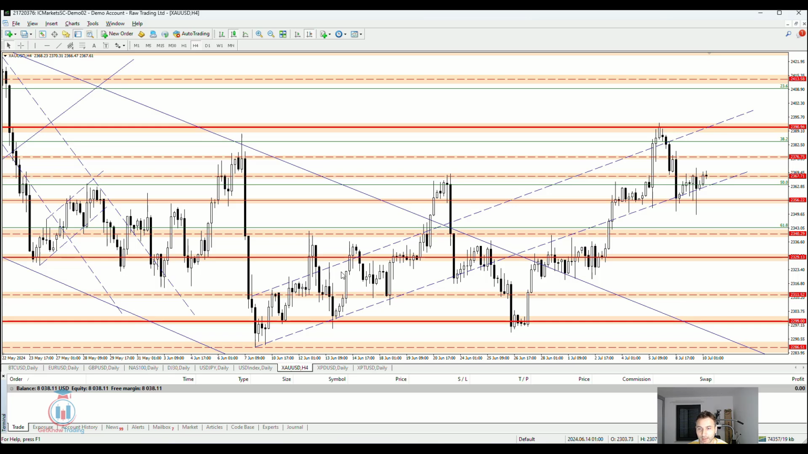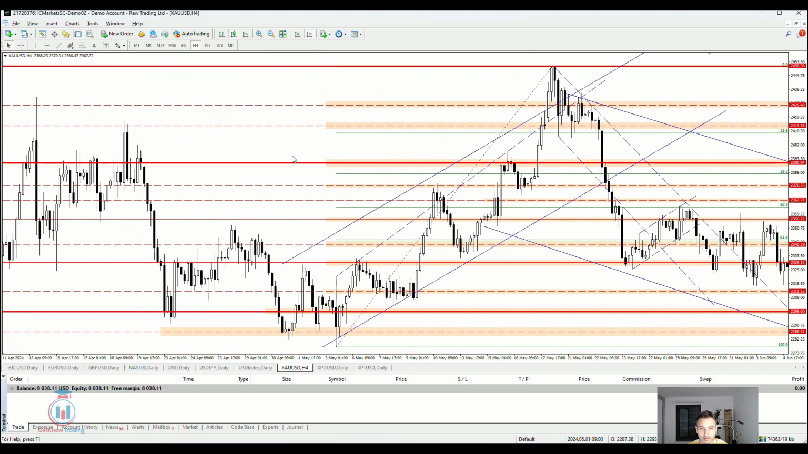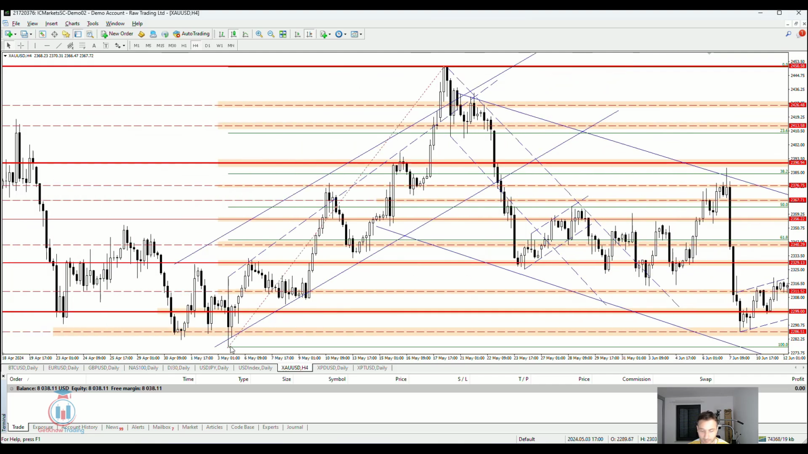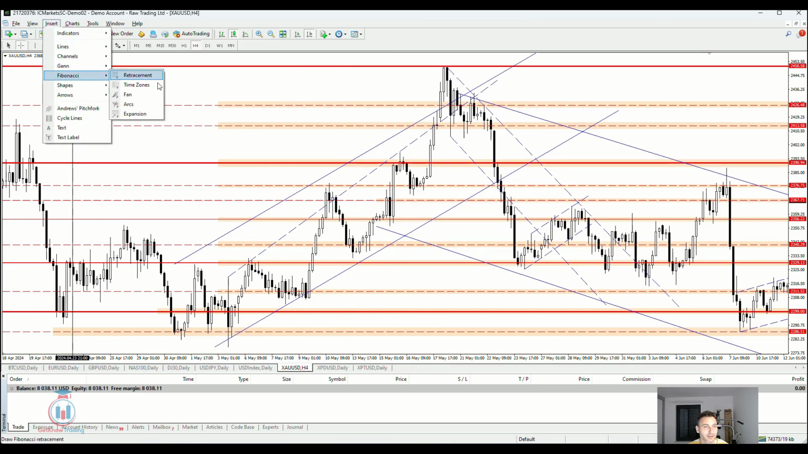For example, we can take a look. Let's see here where we have more details. For example, let's take a look here, this one. Let's remove this one also. Let's take a look at an area from here to here. What is the expansion level after that? Has the price respected the Fibonacci expansion levels?